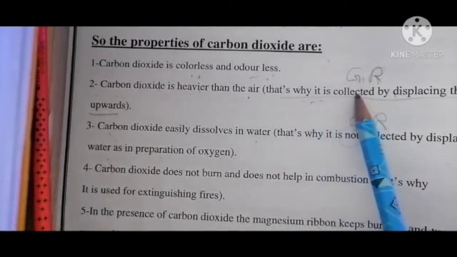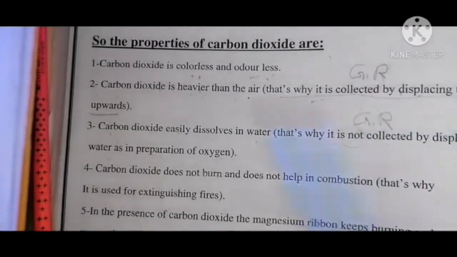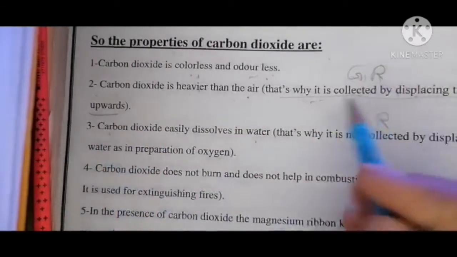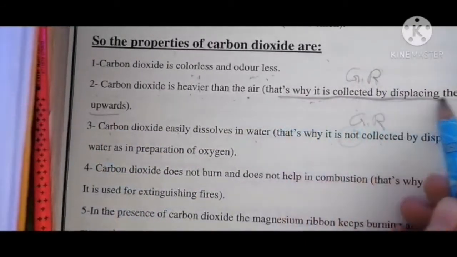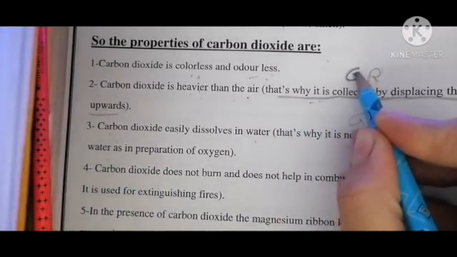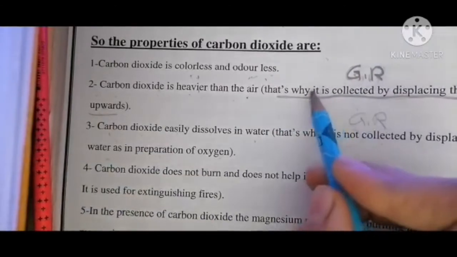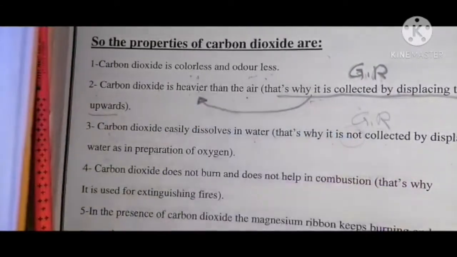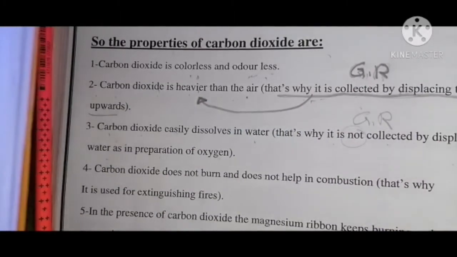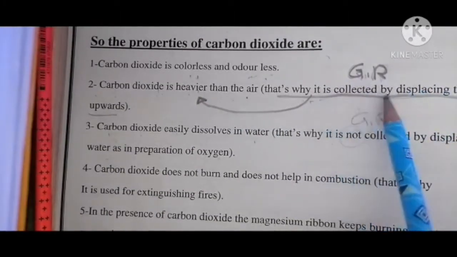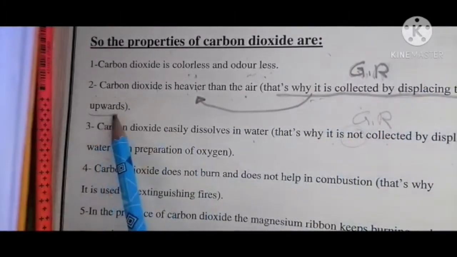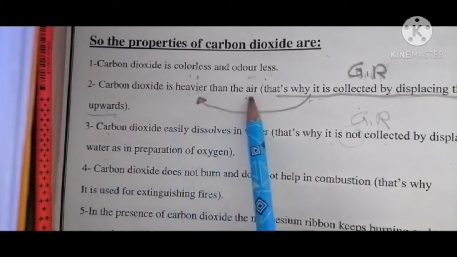That's why it is collected by displacing the air upward. Okay, that's why it pushes the air up and takes its place. This is a give reason question, and the answer is at the beginning because it is heavier than the air. Give reason: carbon dioxide is collected by displacing the air upward because it is heavier than the air.